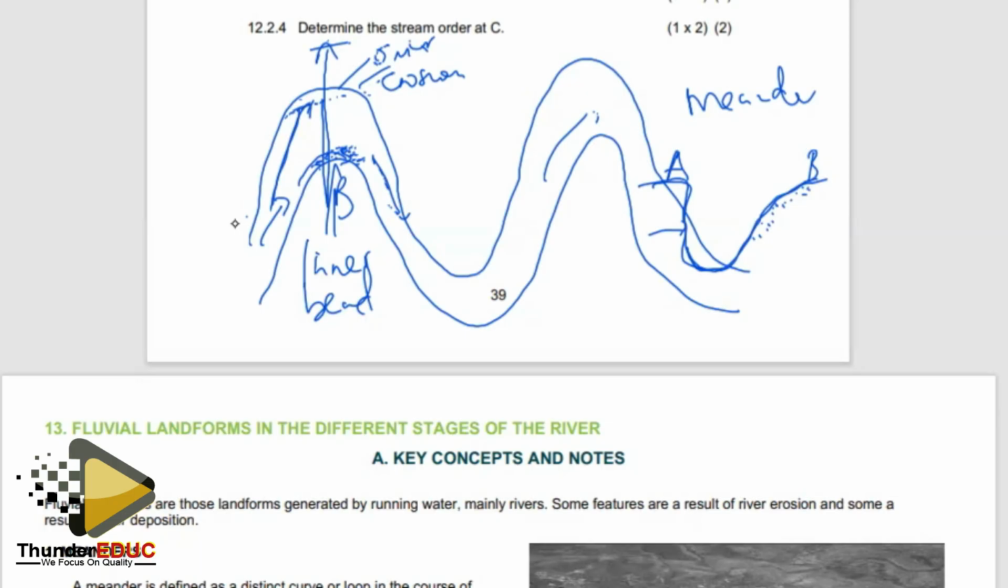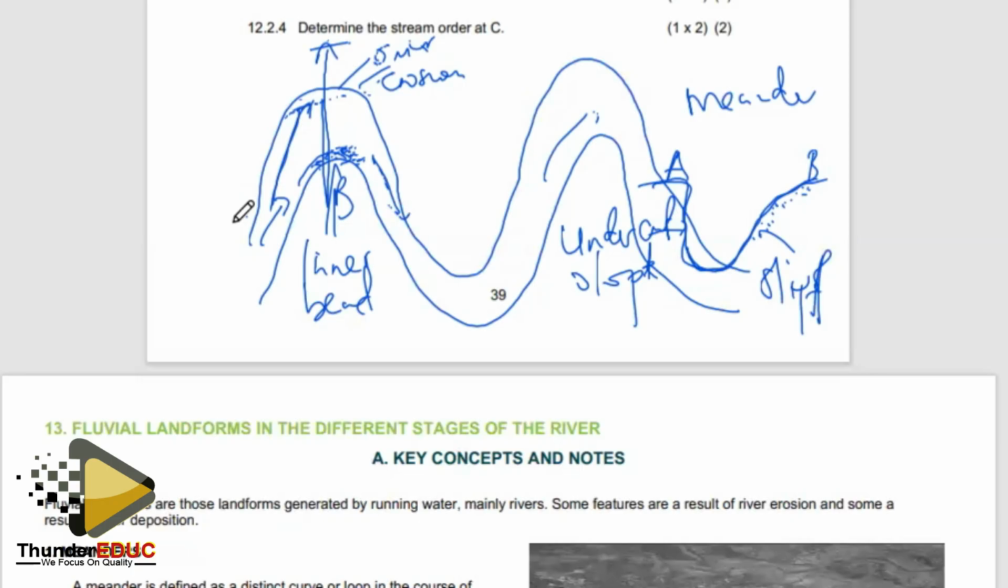And where we have the inner bend, the river channel is going to have a gentle gradient because of deposition. This is what we call the undercut slope. And this one is called the slip-off slope of the meander.